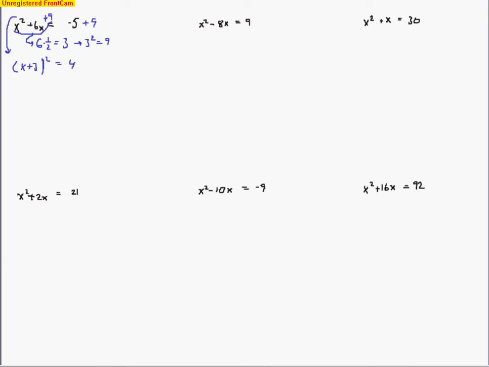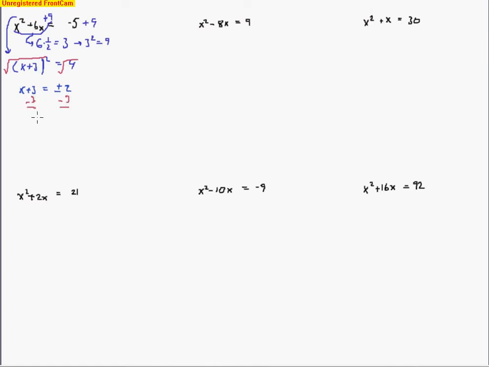So the whole reason for doing this is so that we could take the square root of both sides. And so when we do that, we're left here with x plus 3 is equal to plus or minus 2. Plus or minus 2 because two numbers that multiply to make 4 could either be negative 2 and negative 2 or positive 2 and positive 2. So to find the two values of x, you just have to subtract the 3 from both sides.